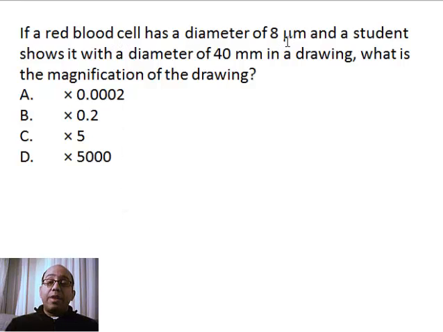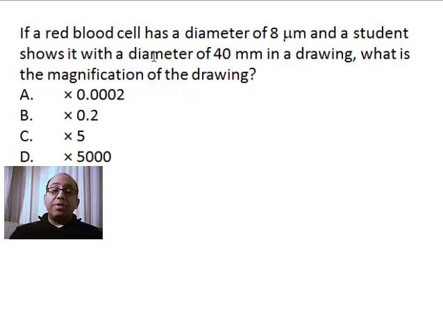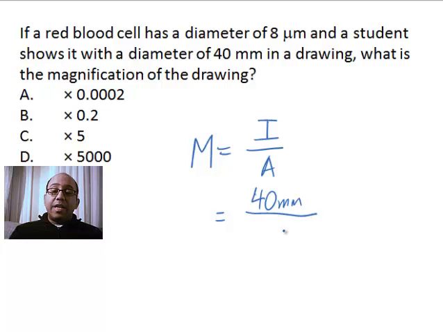If a red blood cell has a diameter of 8 micrometers and a student shows it with a diameter of 40 millimeters in a drawing, what is the magnification of the drawing? So magnification is the image size over the actual size. The image size is 40 millimeters and the actual size is 8 micrometers.